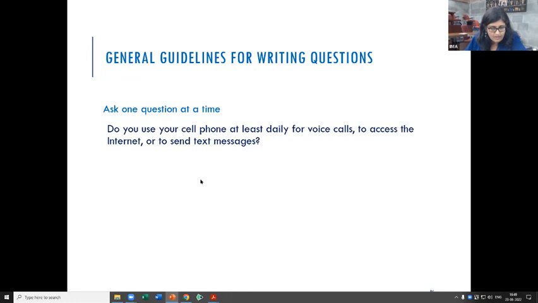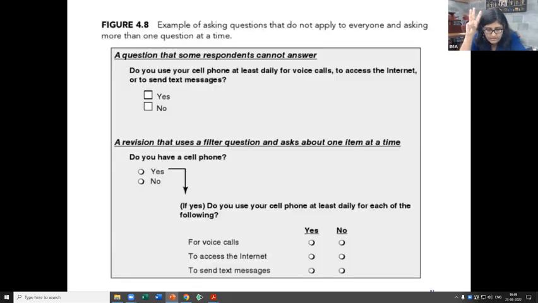Ask one question at a time. So do you use your cell phone at least daily for voice calls, to access the internet, or to send text messages? You're asking me 3 different questions. Do not do it. First of all, ask me, do you have a cell phone? Only if I say yes, show me the arrow visually for voice call and internet and text message, whether the answer is yes or no.